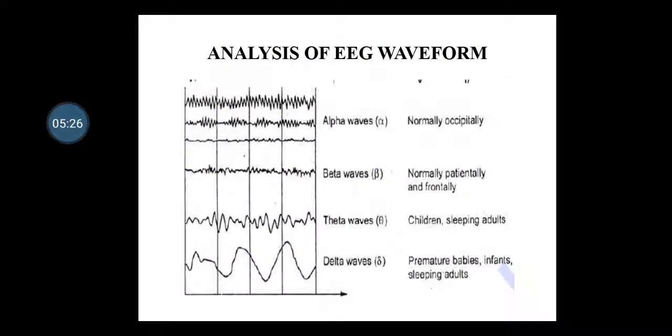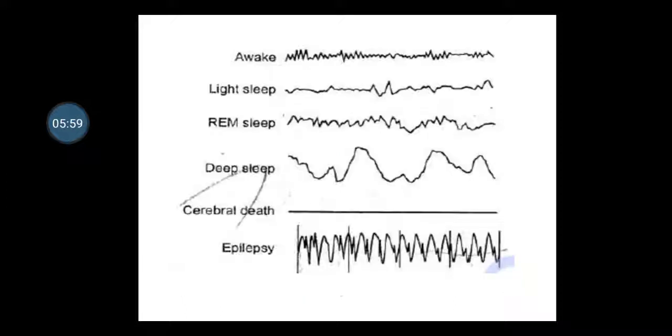This is the analysis of the EEG waveform. This EEG waveform is usually taken occipitally or frontally in normal patients. This is the waveform for children and sleeping adults. This is the waveform for premature babies, infants and sleeping adults. These are the different conditions in which we measure EEG, that is sleeping condition, normal condition and abnormal condition. These waves are known as alpha waves, beta waves, theta waves and delta waves.